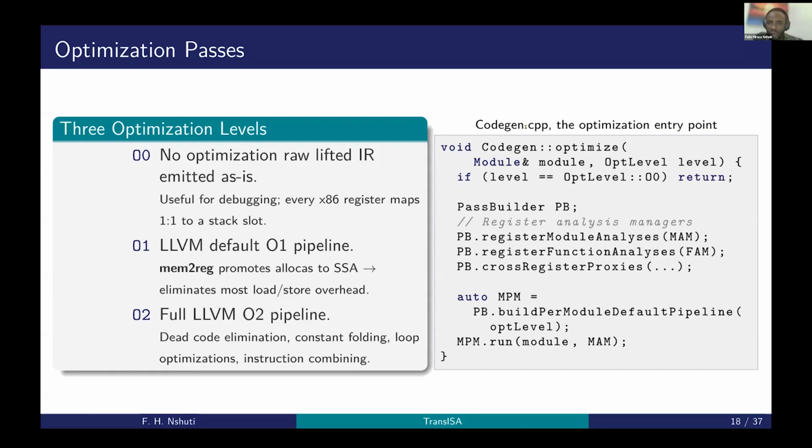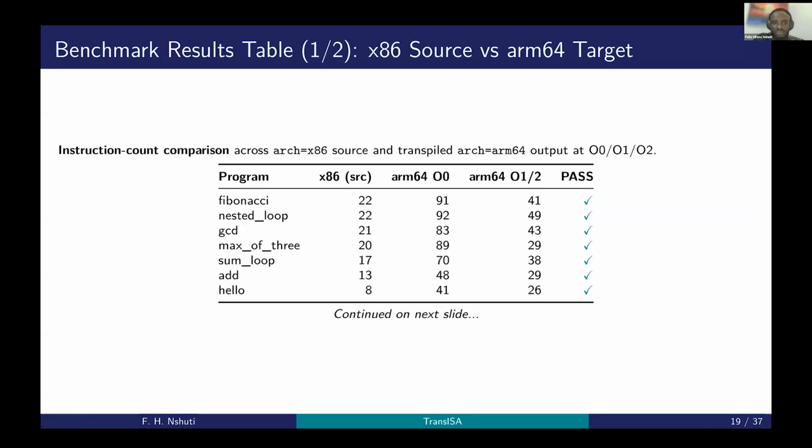Then when we are doing the code generation, this is where we implemented our optimization passes, but they are mainly optimizing the generated intermediate representation.